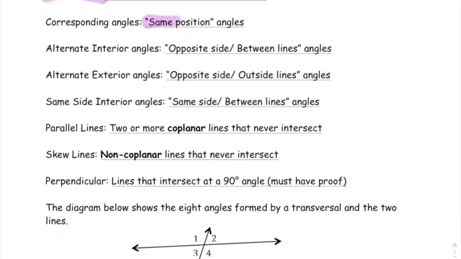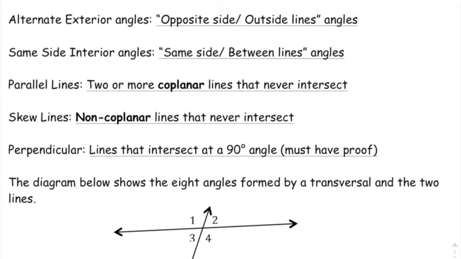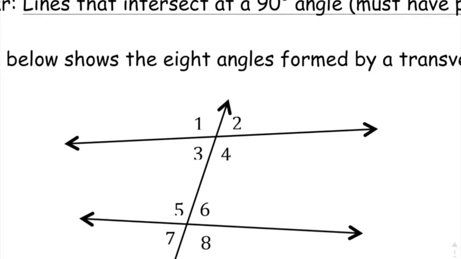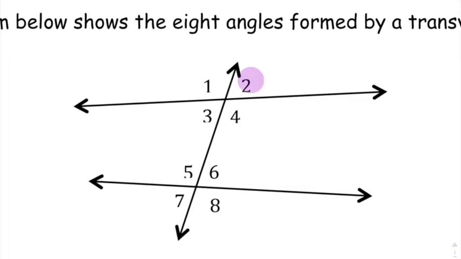So the first one that we talk about is the corresponding angles right there. And you want to think same relative location or same relative position here. So check this out here. 2 and 6, those would be corresponding angles. That'd be an example of it.